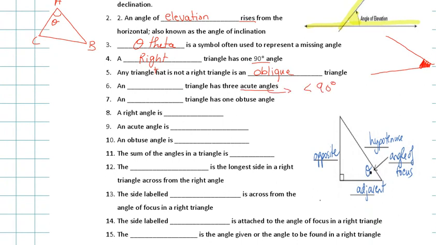So if a triangle has 3 acute angles, so all the angles are less than 90. So let's say 80 and 20 and 60, right? All these angles are acute angles, correct? So if I have 80, 20, and 60, right? All of these are acute angles, then we call the triangle an acute triangle.